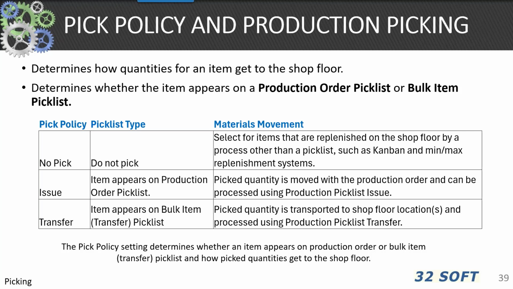The pick list can either be issued, which is very similar to the old 16.10. This is pick 16.5.11. Or you can have a pick policy of no pick if you've got low volume or just shop floor or Kanban, min-max. You can use that, or you can transfer the pick policy. Here the item appears on the bulk item pick list or the production pick list, and the item is transported to the shop floor locations and processed using 16.5.9 production order pick list.